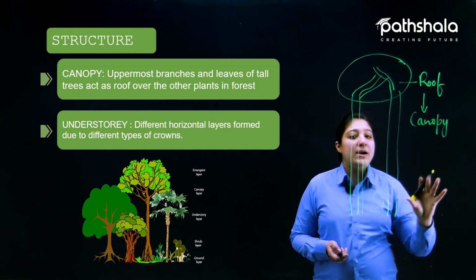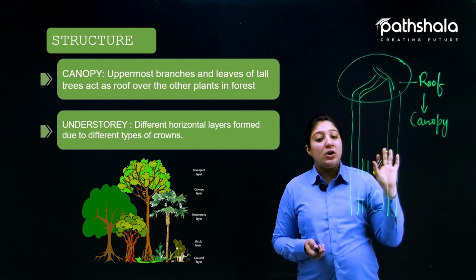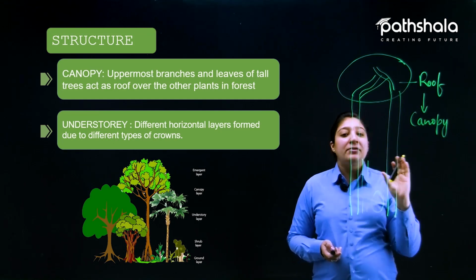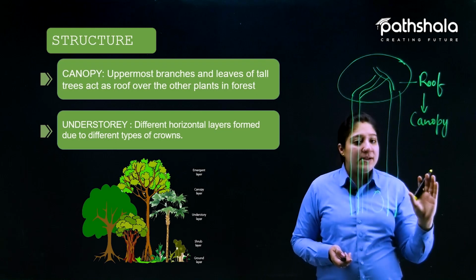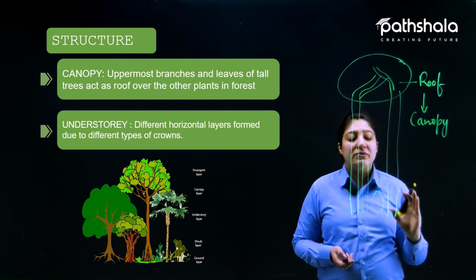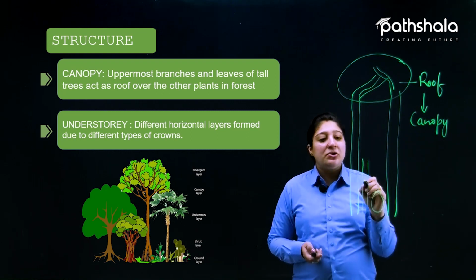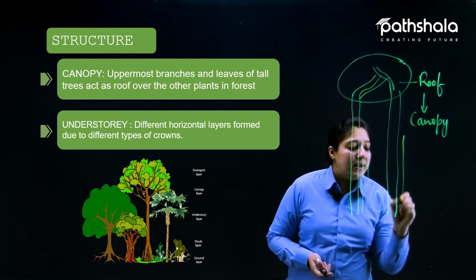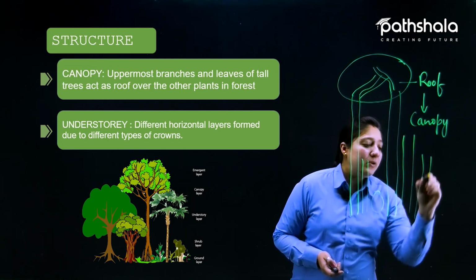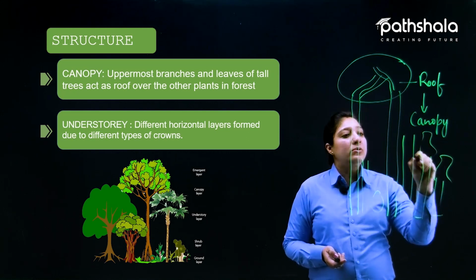So canopy is what? A roof-like structure which is formed by the tallest trees in the forest. And why are these trees the tallest? Because they require a large amount of sunlight, so they grow taller than the other trees. Understory is basically the other trees which are present downward, which are just smaller than the canopy.